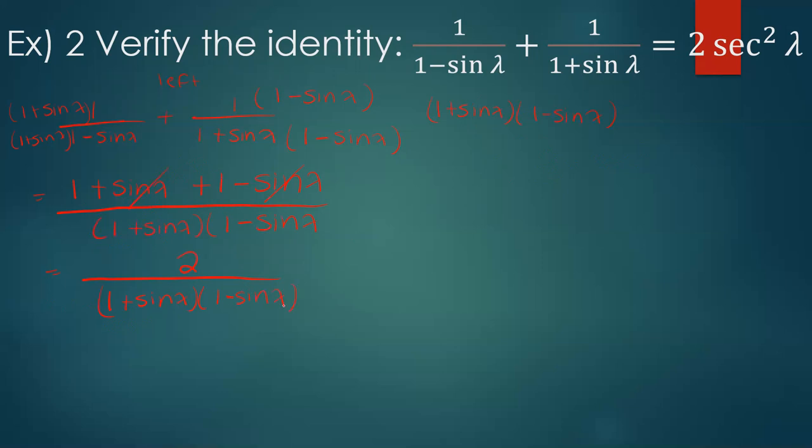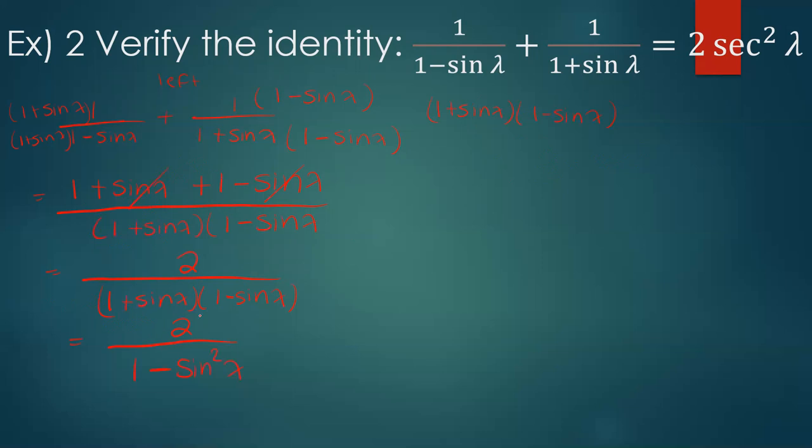Okay, so can we simplify the denominator? Yes. Notice that this is a perfect square, so this becomes 1, and then it's 1 squared, which is 1, minus sine squared alpha, because it's a perfect square, or you could FOIL it one by one and you still get this. Now, it doesn't look like the right side yet. It doesn't look like 2 secant squared alpha. So we're going to have to use some more identities.